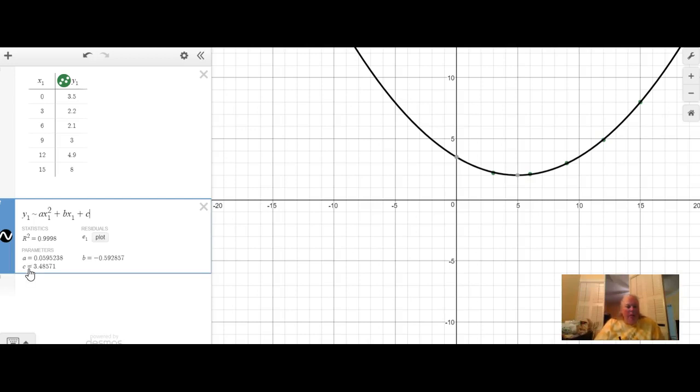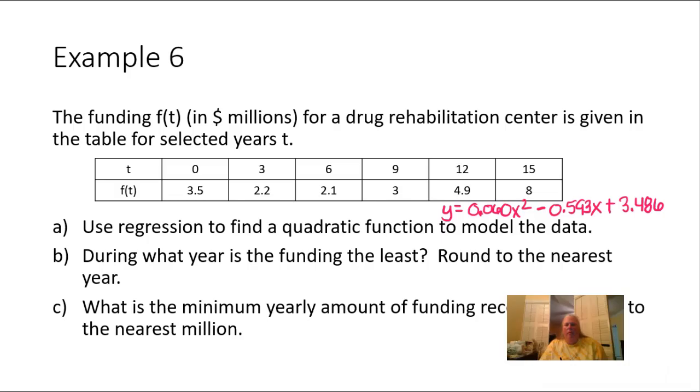And I think I'm going to round these to 3 decimal places. All right, so here's my equation as I translated it over from the Desmos screen. We have y equal to 0.060x squared minus 0.593x plus 3.486.